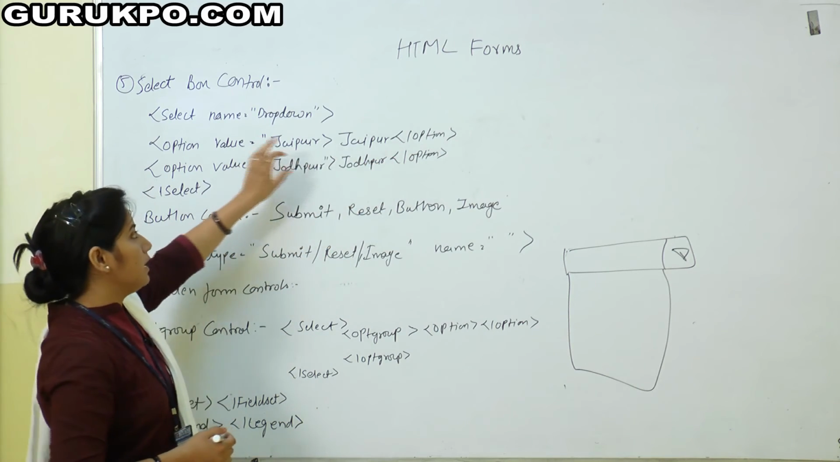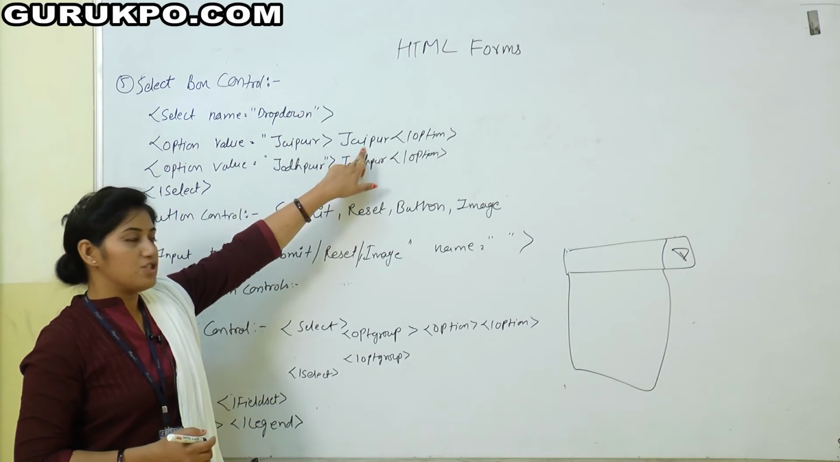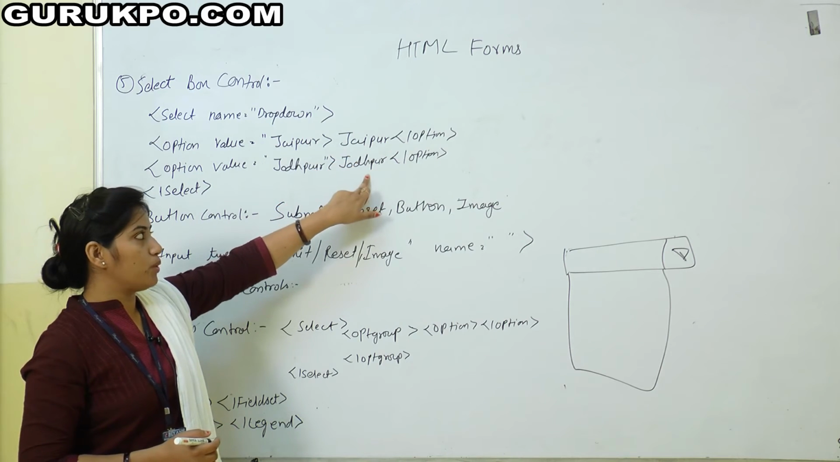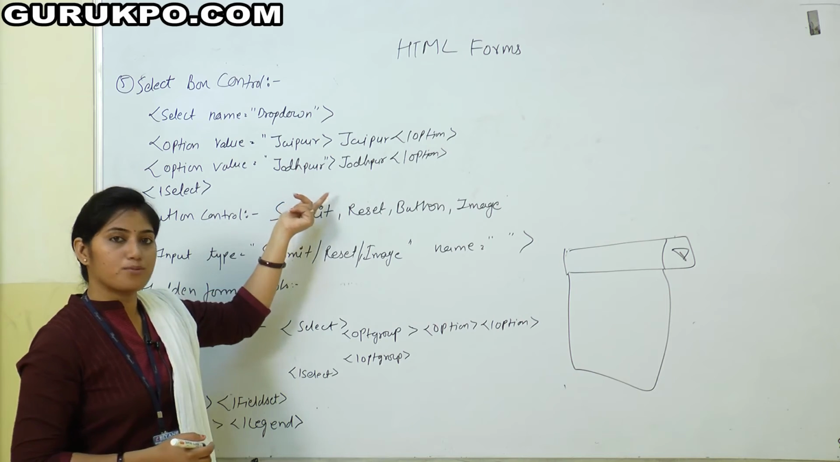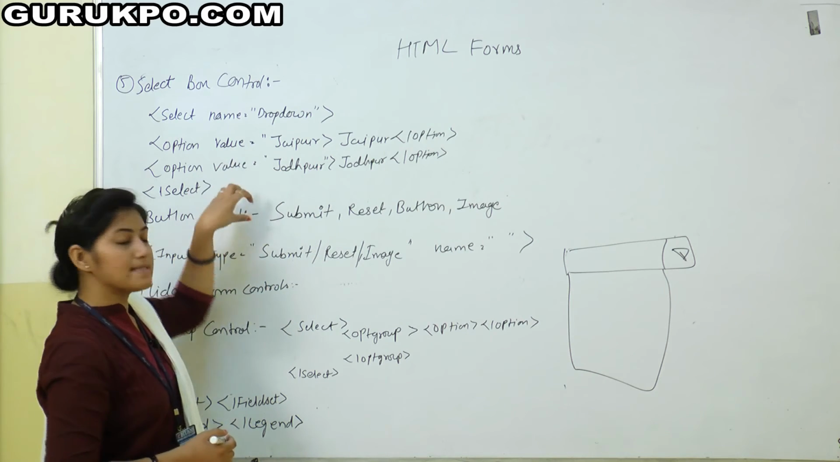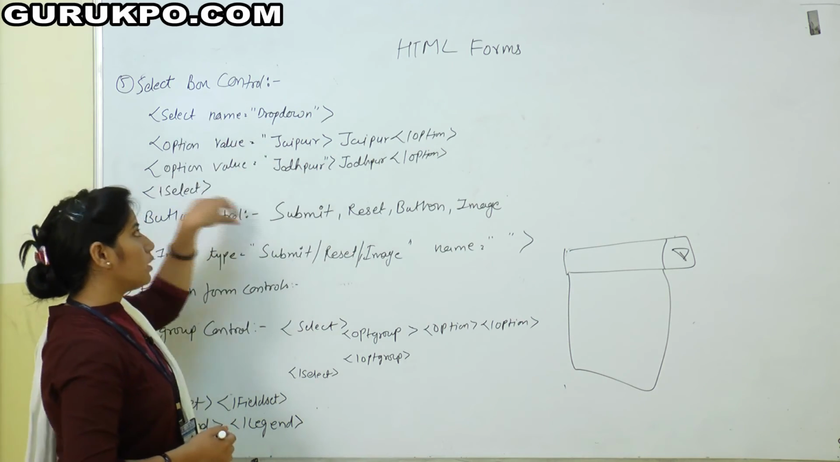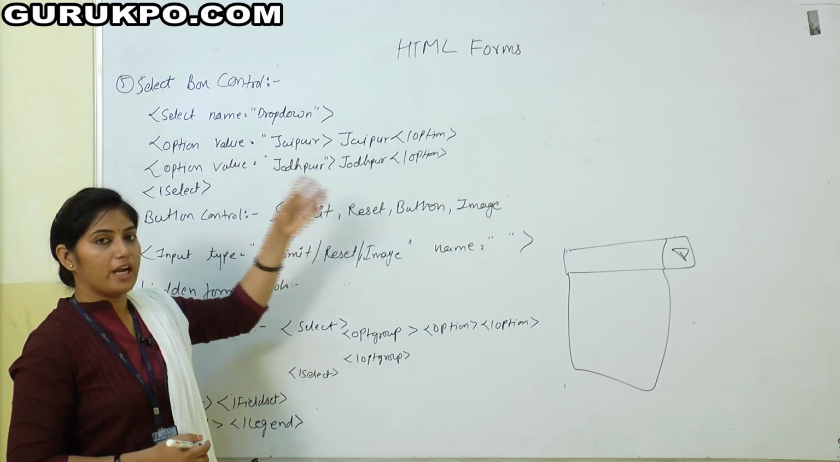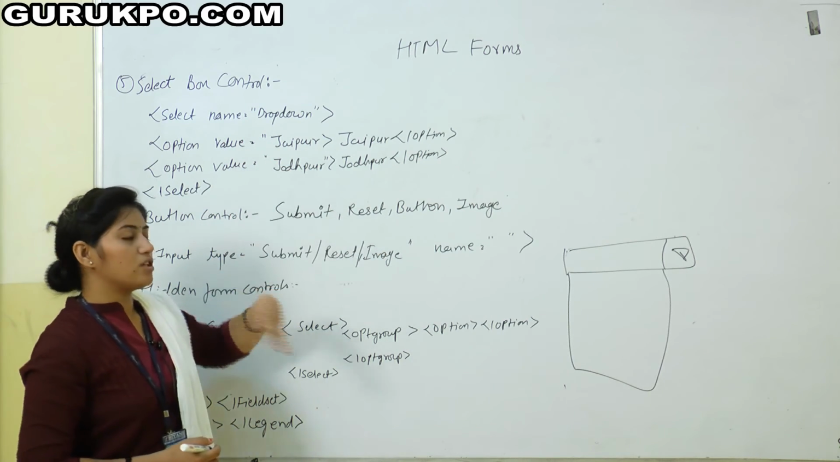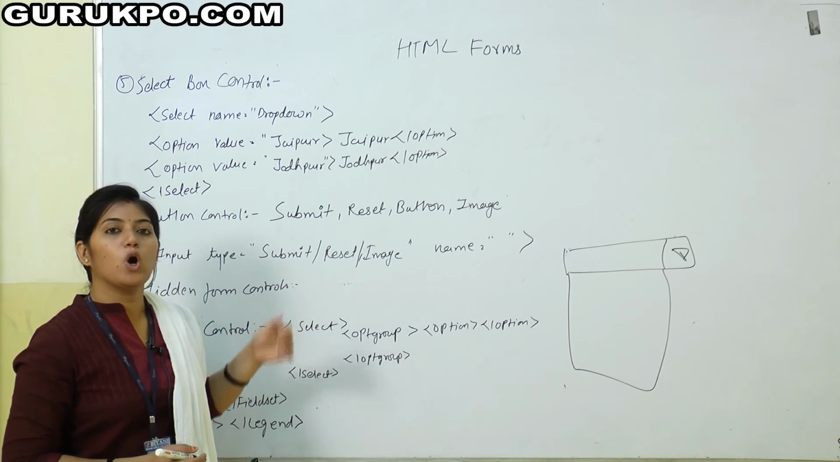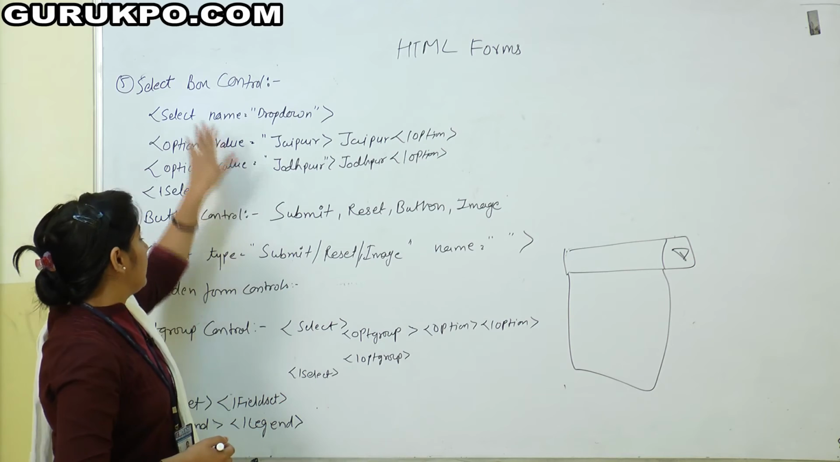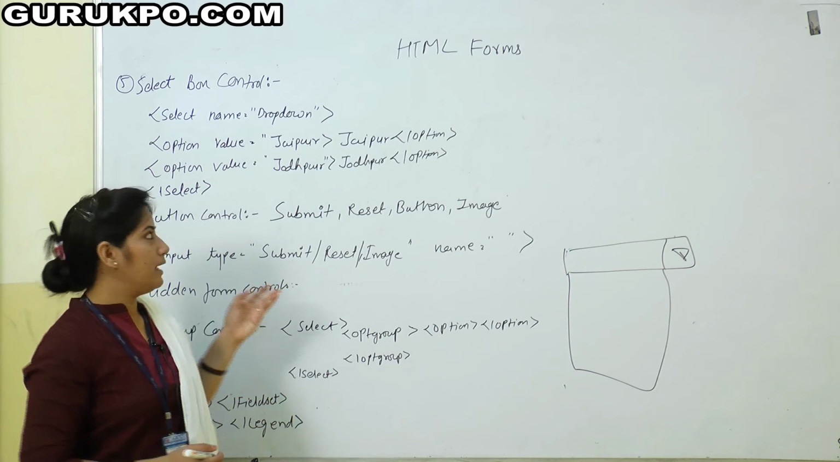For example, in this example we want the Jaipur list value and the Jodhpur list value, then we give these different values in different option boxes which are contained in the select tag. It is this whole area which creates the drop down list. Whatever values we want, we add by the option tag. So that is all about the drop down list.